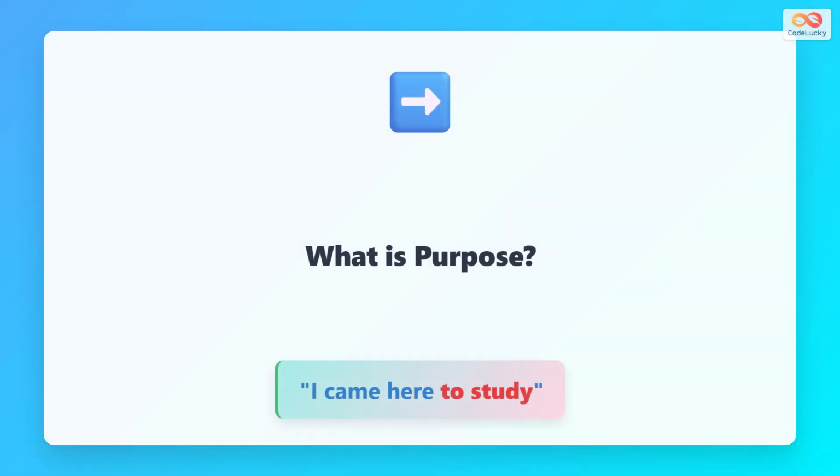When you want to explain the reason for doing something, you use an infinitive of purpose. For example, when you say, "I came here to study," the phrase "to study" tells us why you came here. The pattern is "to" plus the base verb.